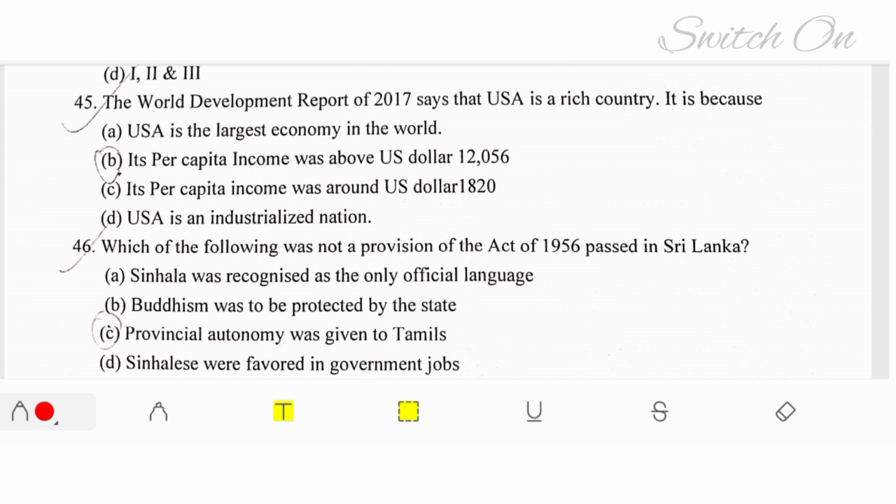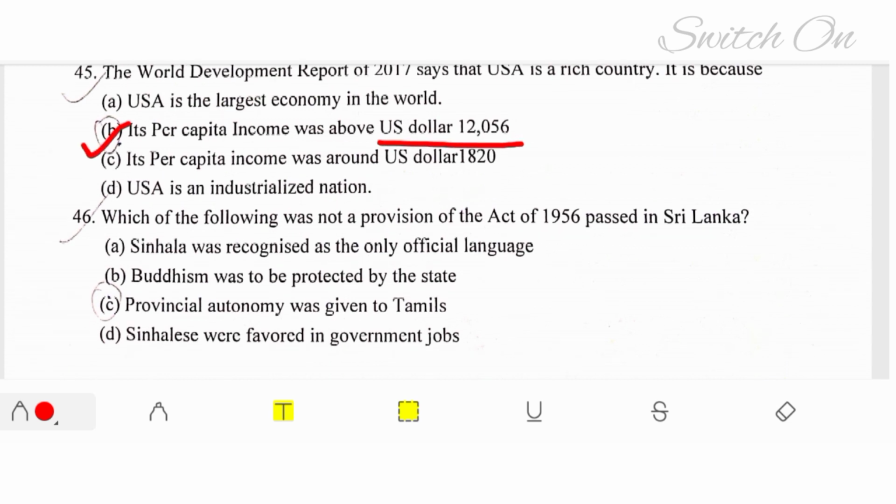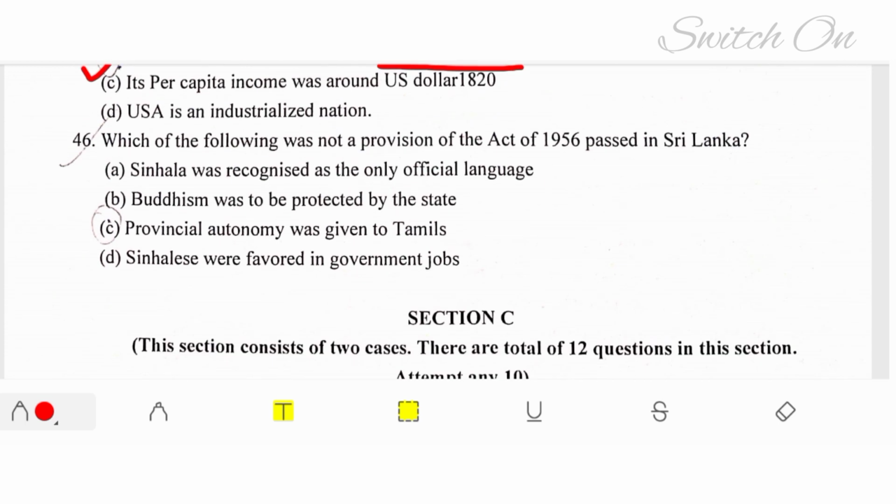Question number 45. The World Development Report of 2017 says that US is a rich country because its per capita income is above US dollar 12,056.